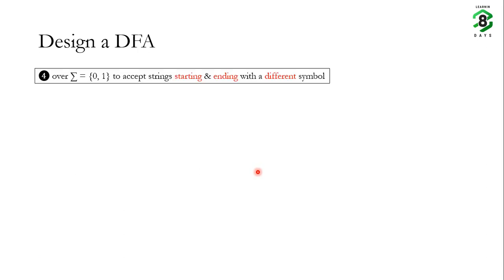A similar problem asks us to implement a DFA that accepts strings starting and ending with a different symbol. So if the string starts with 0, it should end with 1, and if it starts with 1, it should end with 0. So the language should contain strings like 01, 10, 0011, 00101, 1100 and so on. Notice in all these cases, the strings start and end with a different symbol. So let us design our DFA by making it accept the smallest possible strings in the language. The smallest possible strings in the language are 01 and 10.